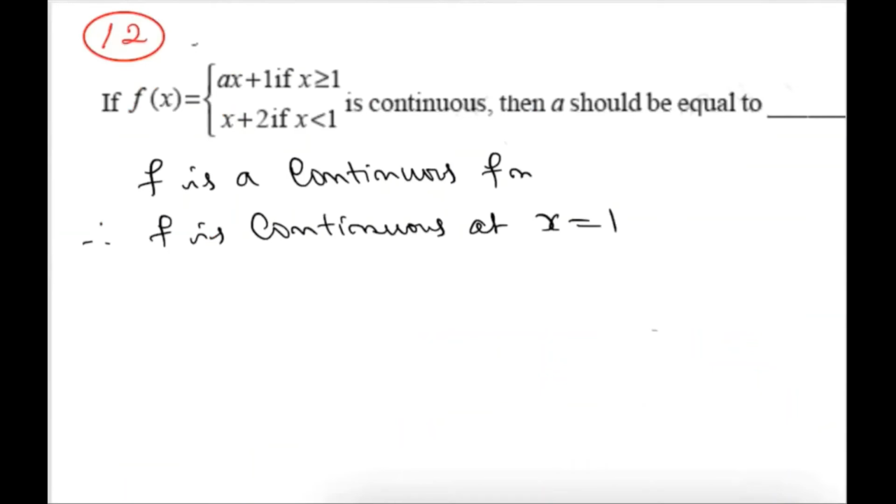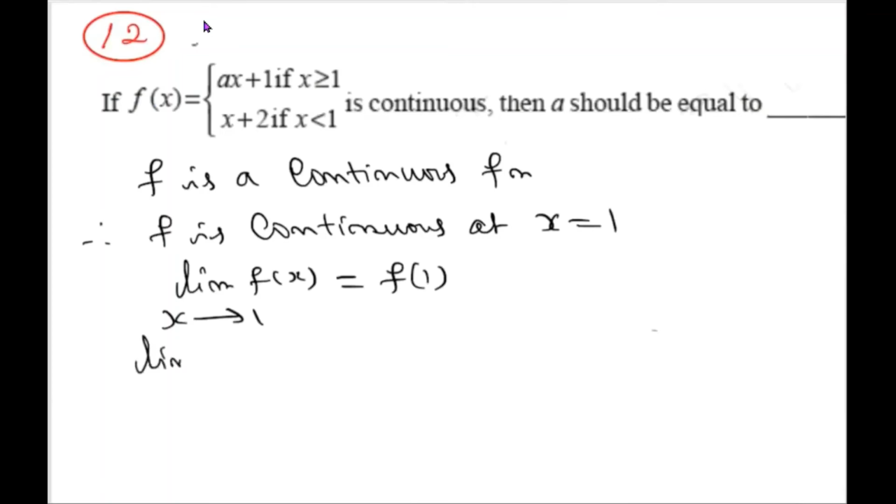Twelfth problem. Here, f of x is given to be a continuous function. Now we need to find the value of a. F is a continuous function, which means that f is continuous at every point of its domain. In particular, f of x is continuous at x equal to 1. Therefore, the limit of f of x as x tends to 1 is f of 1. Since the limit exists, left hand and right hand limits must be the same.